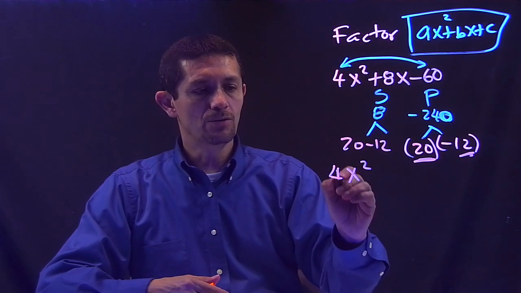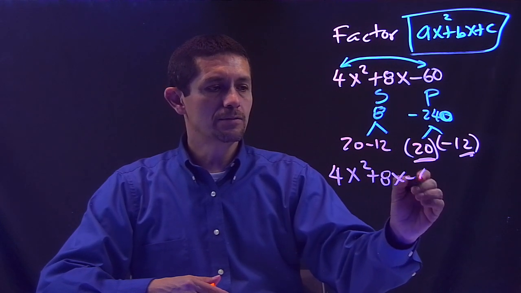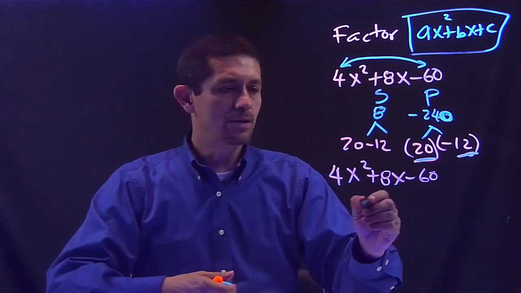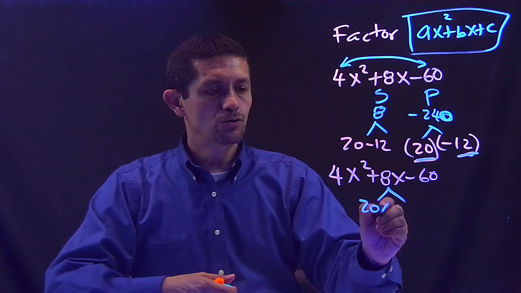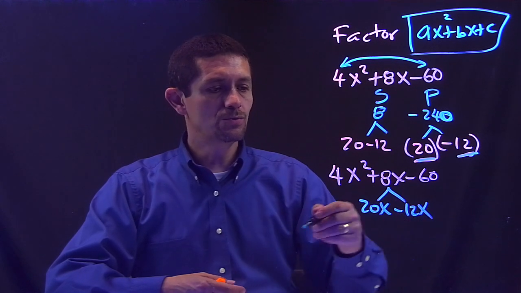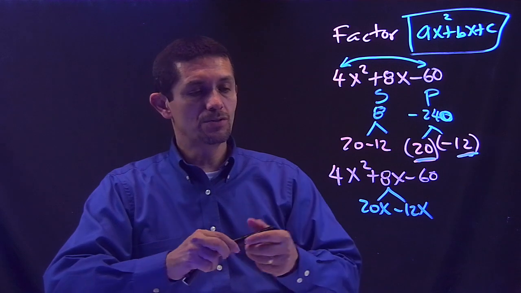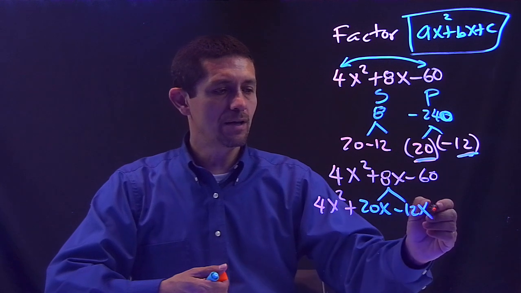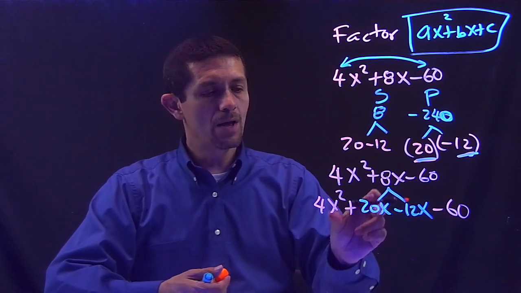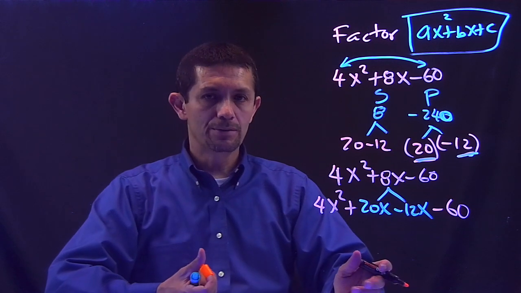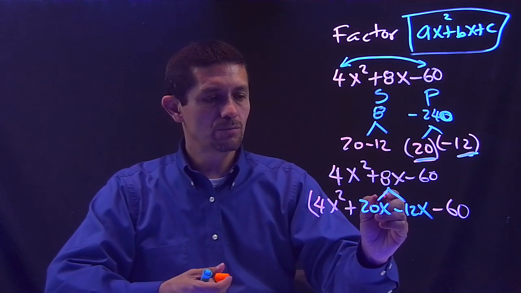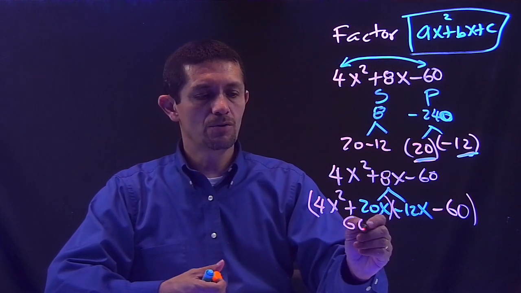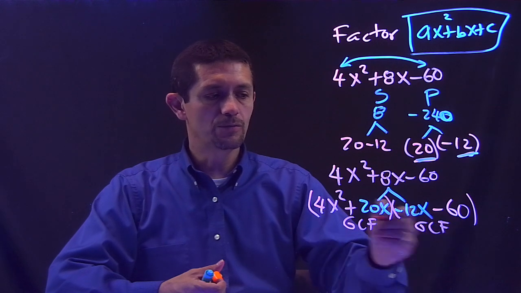Rewrite my trinomial, 8x minus 60. I'm using those two numbers to break the middle one. I'm breaking the 8x into 20x minus 12x. Okay? Bring down the first term. The 20 is positive, okay, and bring down the last term. And now I have 4 terms. I do grouping. Grouping, I group the first two terms and the last two terms. All right, and on each one of them, I want to do greatest common factor, GCF.